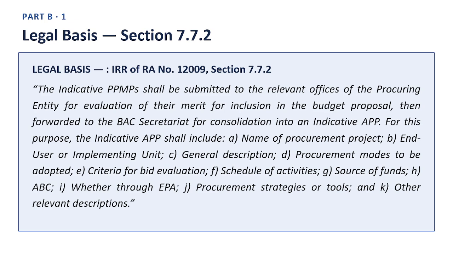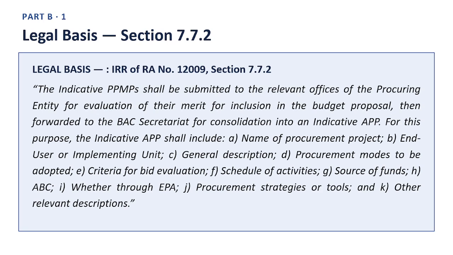c. General description, d. Procurement modes to be adopted, e. Criteria for bid evaluation, f. Schedule of activities, g. Source of funds, h. ABC, i. Whether through EPA, j. Procurement strategies or tools, and k. Other relevant descriptions. End quote.